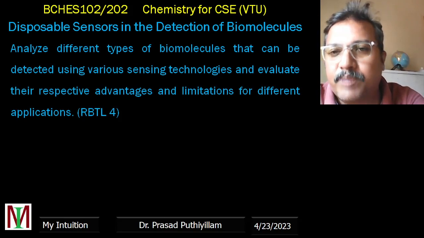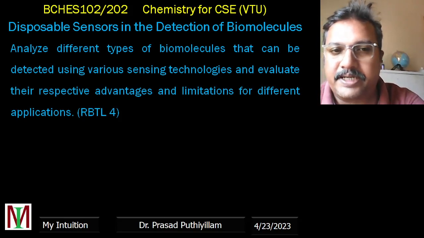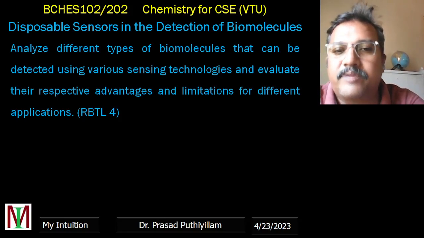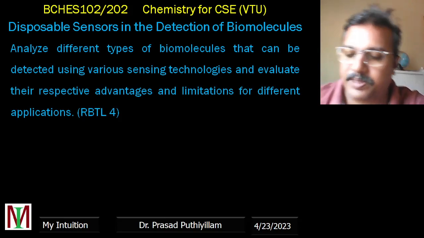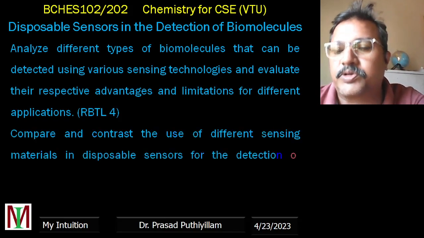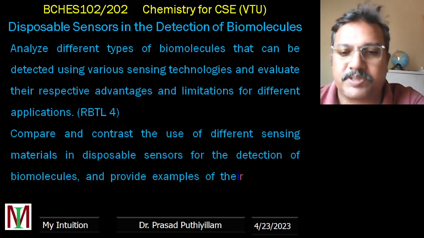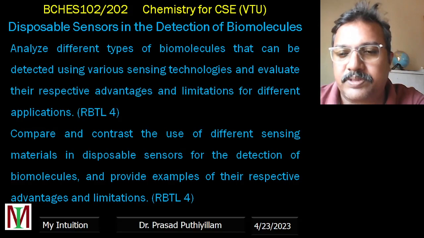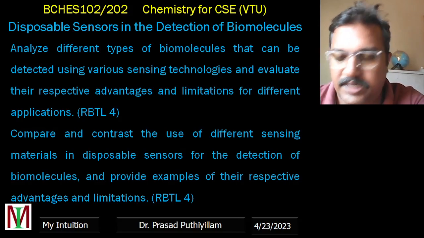Analyze different types of biomolecules that can be detected using various sensing technologies and evaluate their respective advantages and limitations for different applications. Compare and contrast the use of different sensing materials in disposable sensors for the detection of biomolecules and provide examples of their respective advantages and limitations.